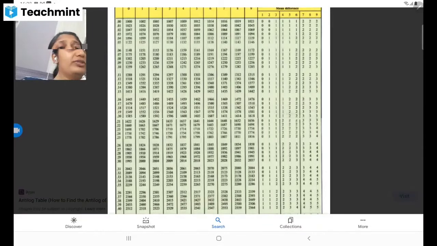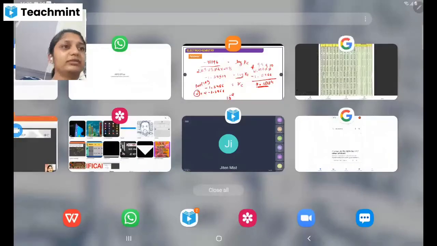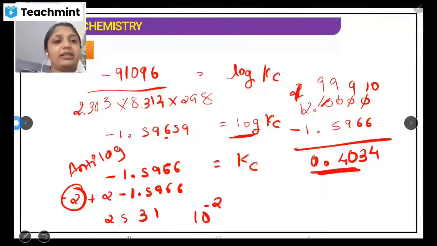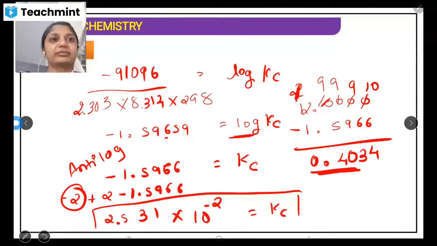So 2531 it is. Right? 2531. So first digit પછી point. Hence your answer is 2.531 into 10 raised to -2. This is the answer of equilibrium constant Kc. Done? Complete? Yes, teacher. Okay.